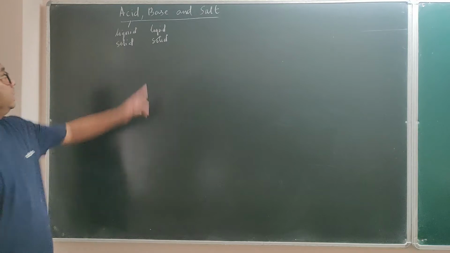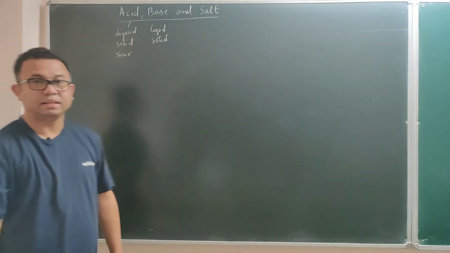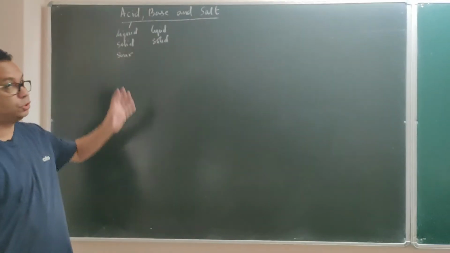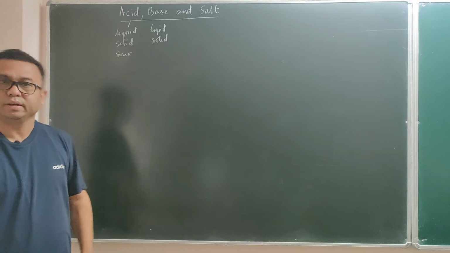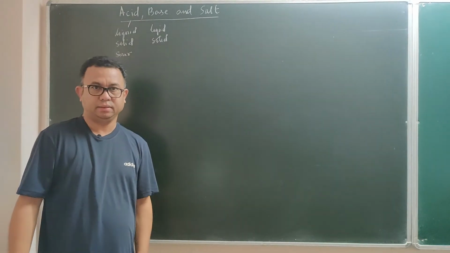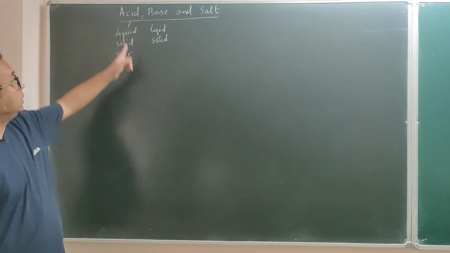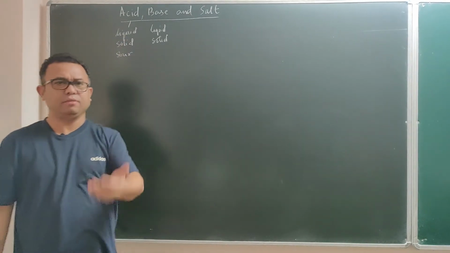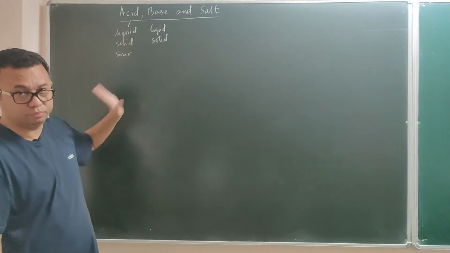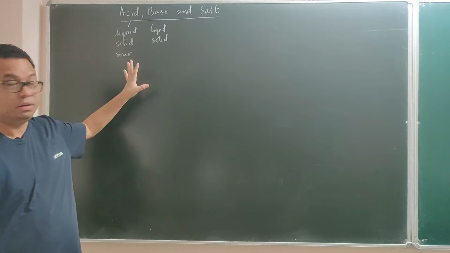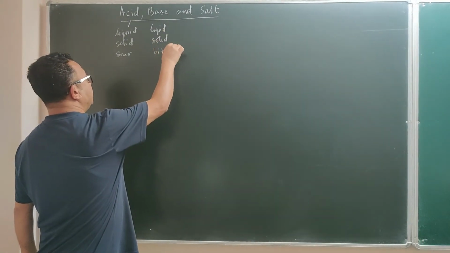If acids are sour to taste, it doesn't mean that acid should be tasted. If it is sulfuric acid, it is very corrosive and dangerous, and should not be tasted with your tongue. But if you are tasting acids like lactic acid or citric acid, they are sour, and all acids are sour. Whereas bases are bitter, they are very bitter.